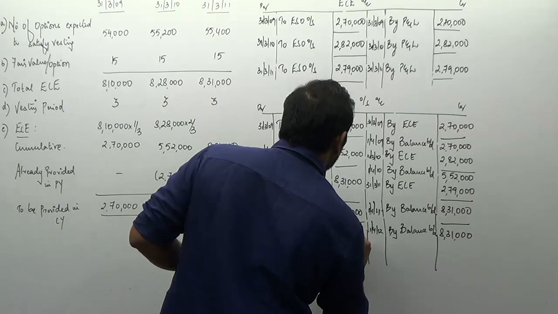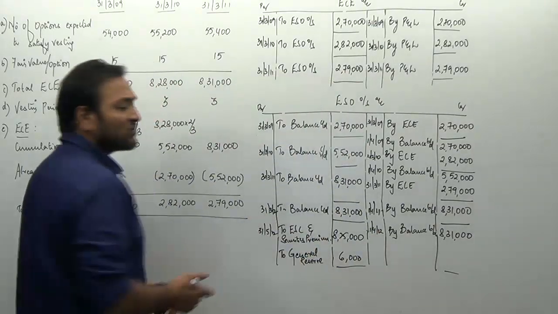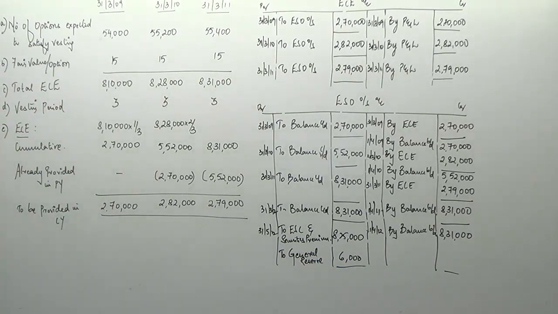So this should be 8,25,000. You can calculate this anyways. 550 into 100 into 15. 550 employees, 100 options per employee into 15 rupees being the fair value, 8,25,000.